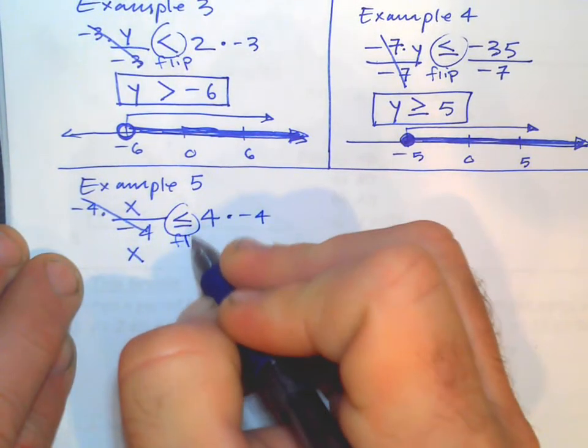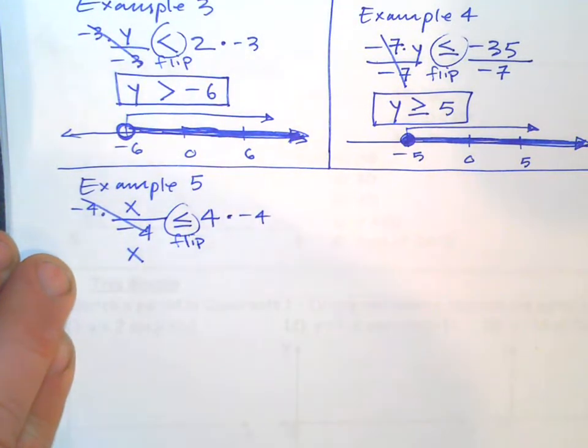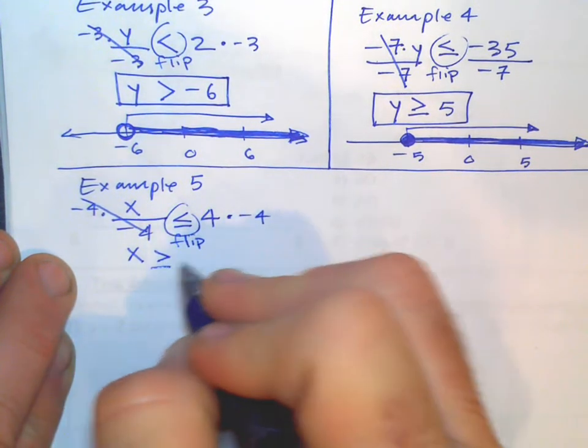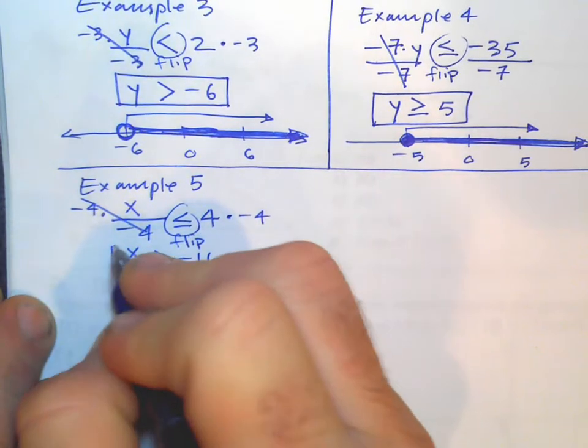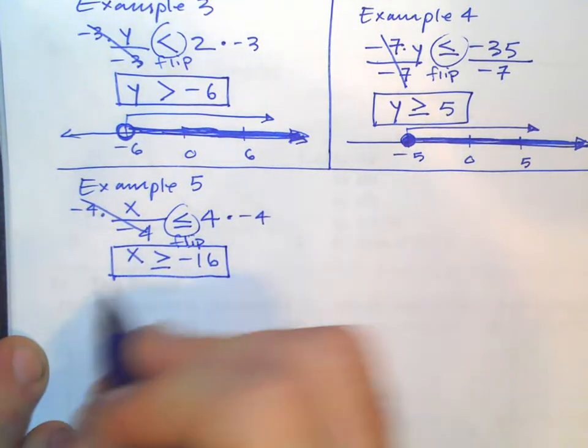I like to circle it and write flip next to it so I don't forget. X is greater than or equal to negative 16. It's a super easy mistake to make, to forget to do this.